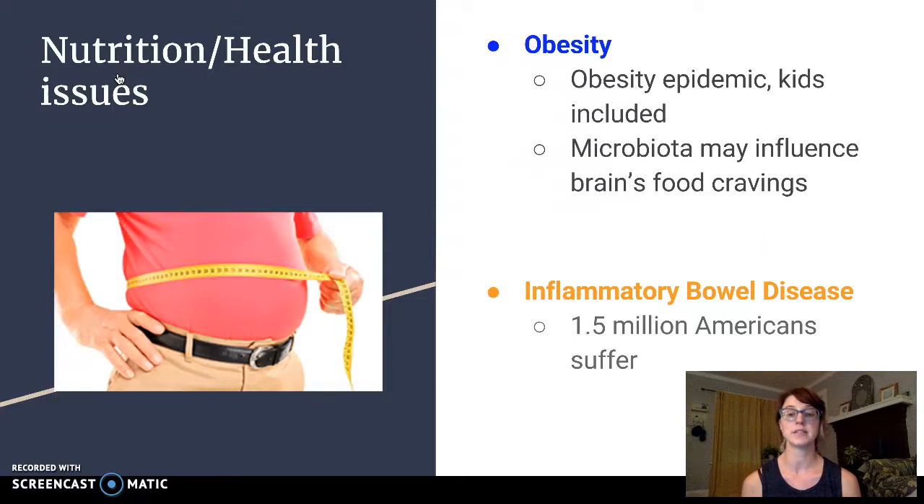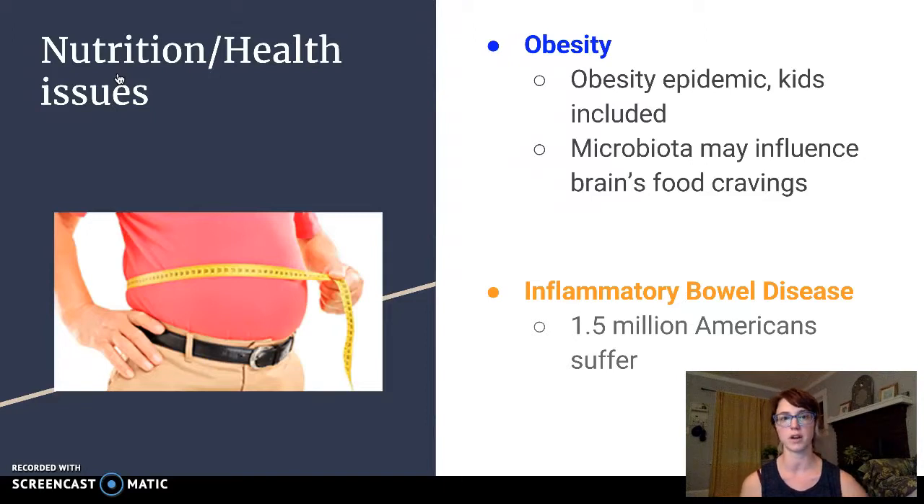Inflammatory bowel disease, which is different from IBS. Inflammatory bowel disease includes Crohn's disease and ulcerative colitis. So it's a pretty serious disease that often ends up with people in the hospital. They suffer from severe diarrhea and pain, and sometimes it can end in death if there are complications with IBD. And 1.5 million Americans suffer from this.